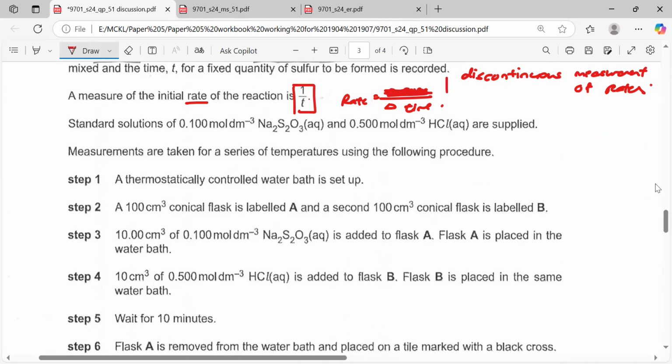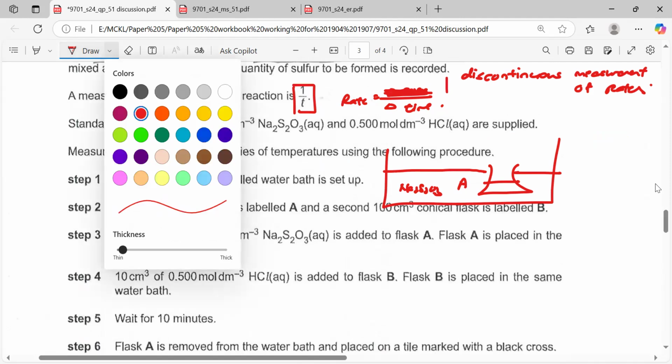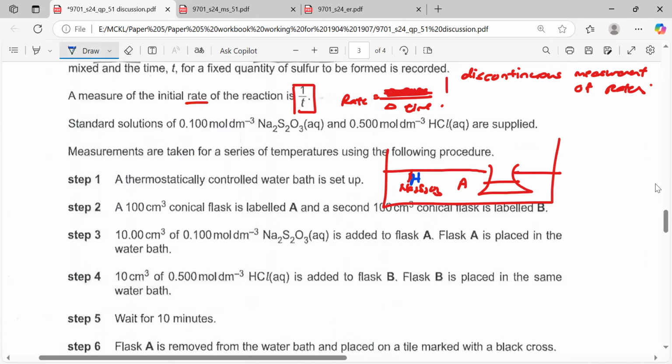Now, let's do a drawing. This is called A, and in A you have the sodium thiosulfate, Na2S2O3. A is placed in the water bath to keep it at a particular temperature. B is the other conical flask, so perhaps I use a different color. Let's put blue, HCl. This is B. You have another conical flask, and they are placed into the same water bath. This is to ensure that both of them are at the same temperature.